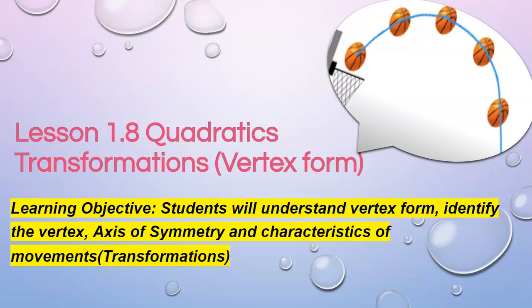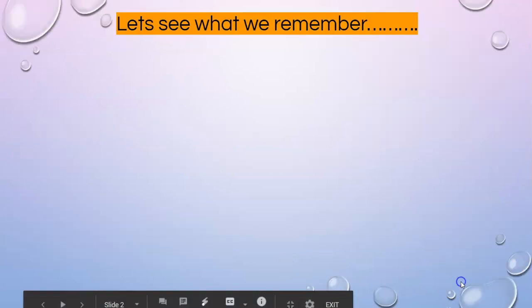All right, so today we're going to put that focus on the vertex form and try to see some information that we can derive from the vertex form. So our learning objective today is that students will understand vertex form, identify the vertex, the axis of symmetry, and characteristics of movement. And movement is just what we call in mathematics some type of transformation. Okay, so let's move on.